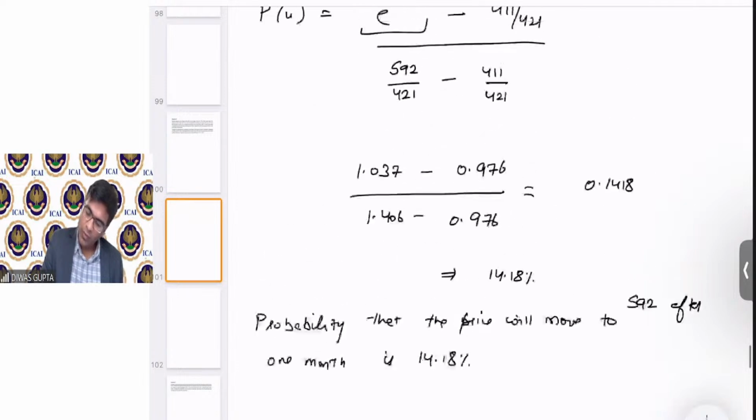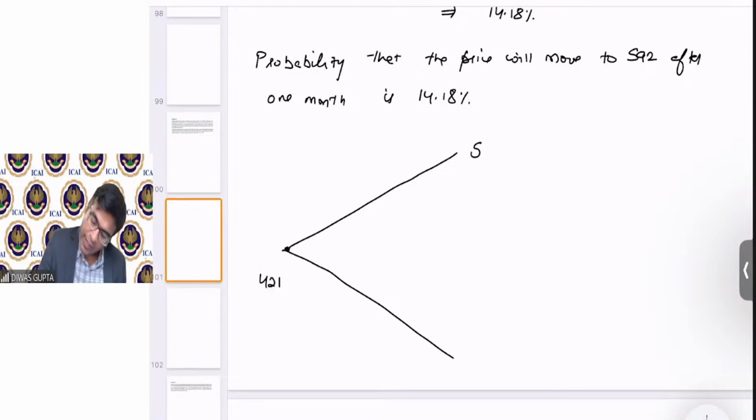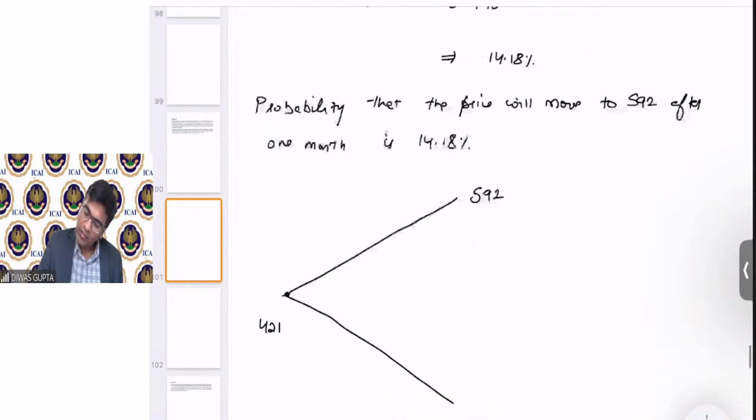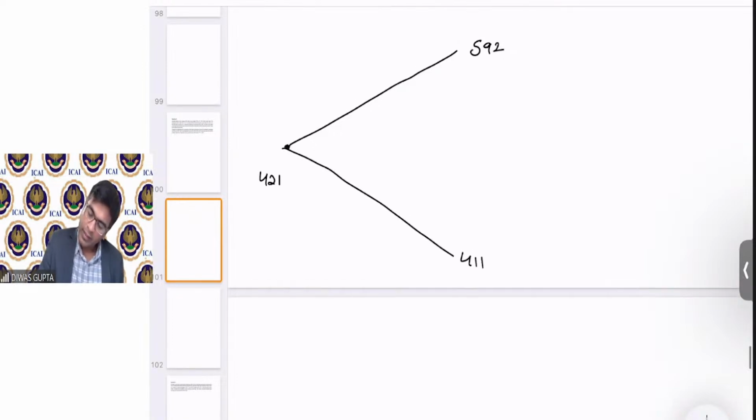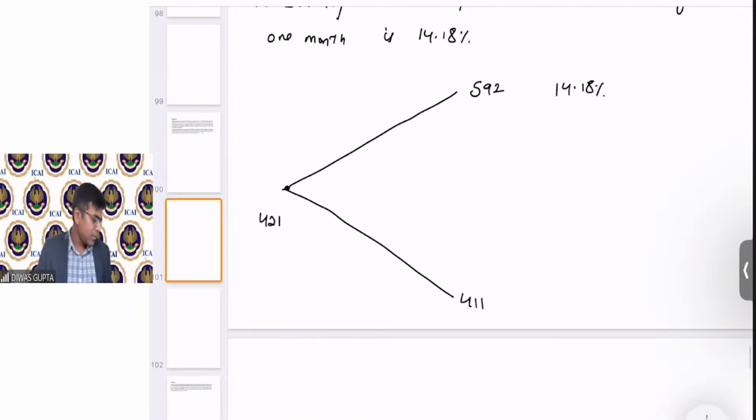Where are we currently? 421. Two possibilities, 592 and 411. Correct? So this has a probability of 14.18%, and the balance probability will be 85.82%.